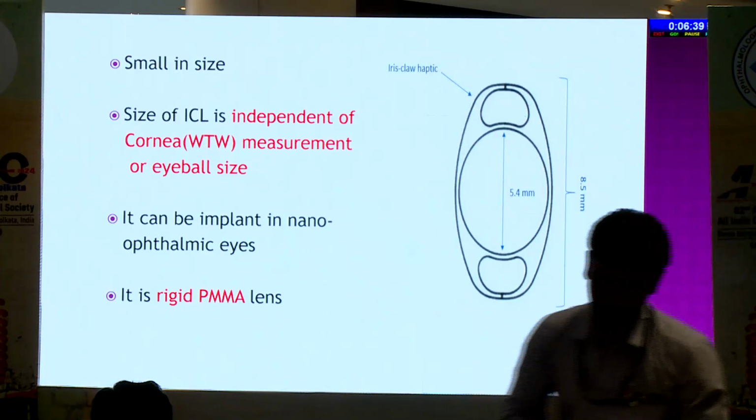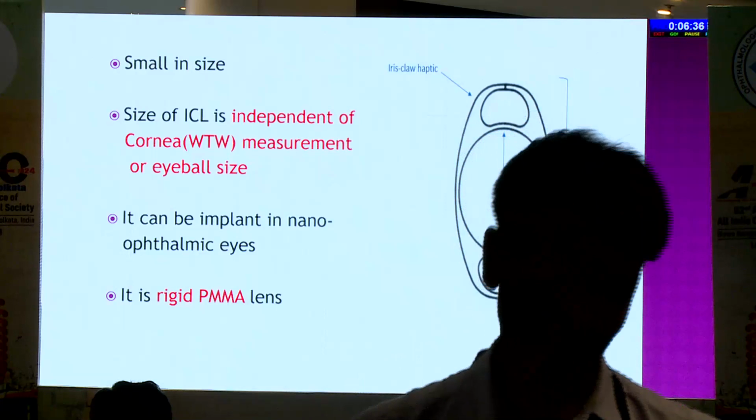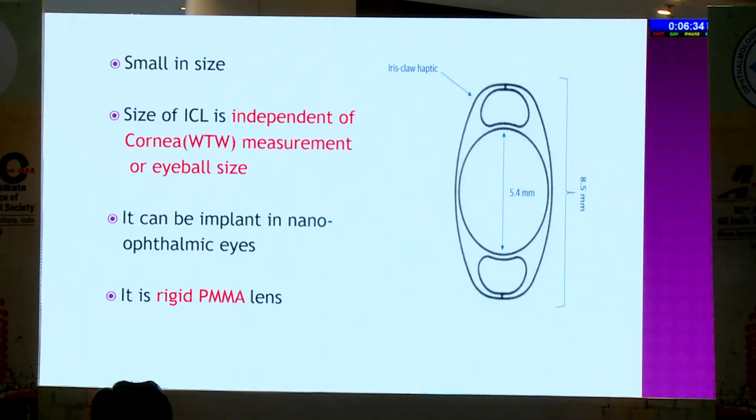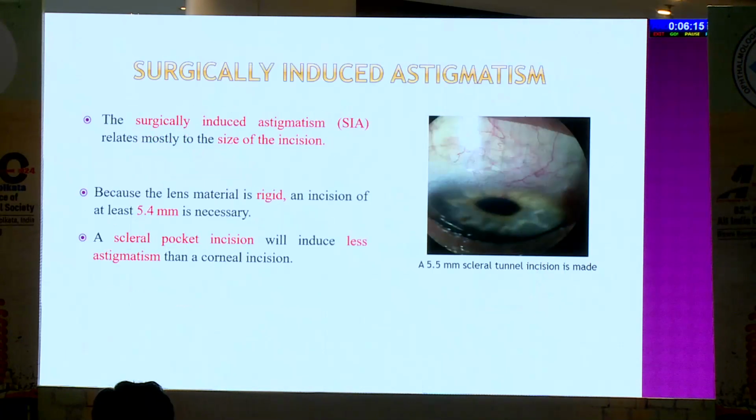The advantage of these is the small size of the lenses. The overall length is 8.5 millimeter with an optic of 5.4 millimeter. The lenses are independent of the size of the eye, because they are independent of the corneal white to white measurement and the eyeball size. It can be implanted in any eye, even in a small eye. The only drawback is that it is a rigid PMMA lens. Until now, no foldable options are available.